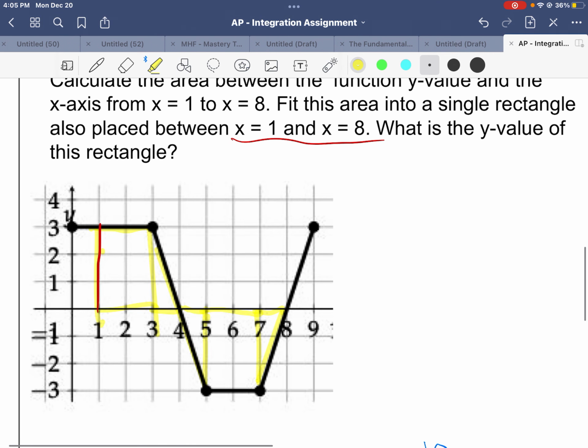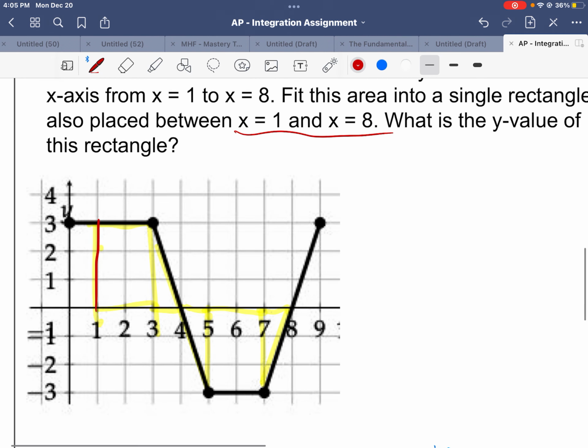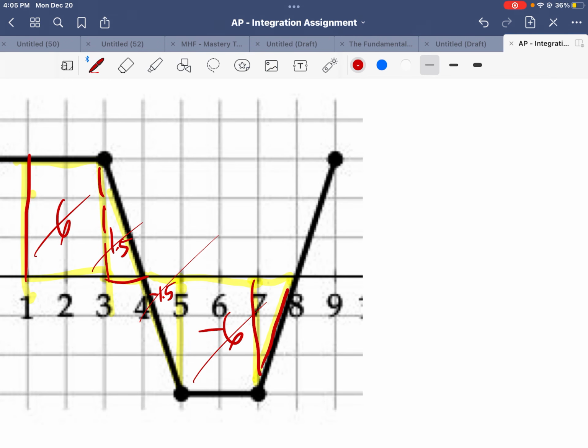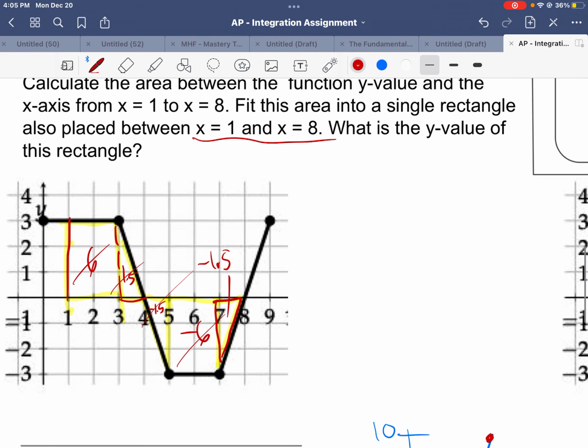Now I want to get the total area. There's a few things that I can do here that will make my calculation really, really quick. That one is 6, that one is -6, so they cancel out. This one is 1, 2, 3, times 1 is 3, divided by 2 is 1.5. That's 1.5. This one is -1.5, so that cancels out. So that's gone, and that's gone, that's gone, and that's gone. Well, that means the only area I have that doesn't cancel out between 1 and 8 is this negative 1.5. So that's the net area between x equals 1 and x equals 8.